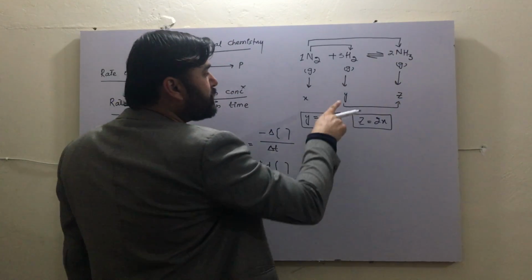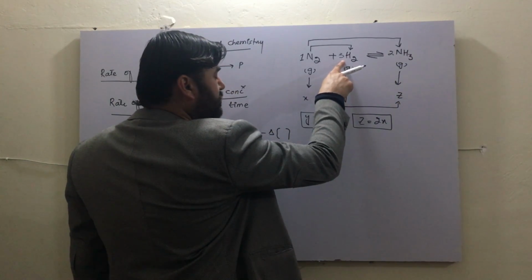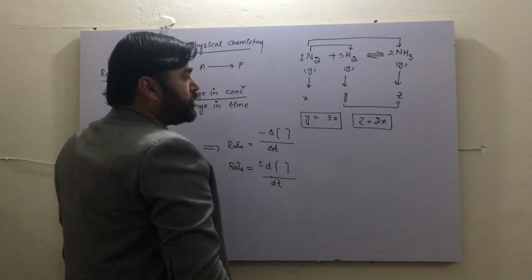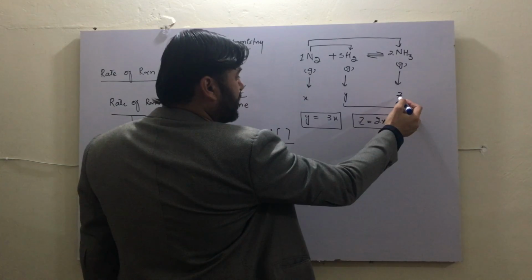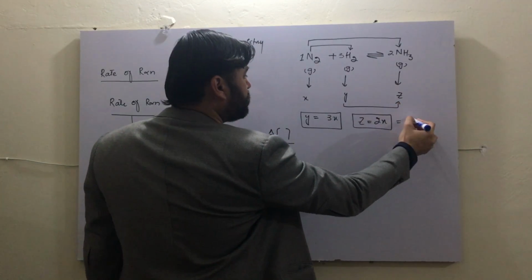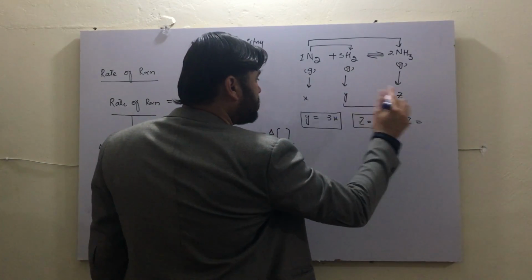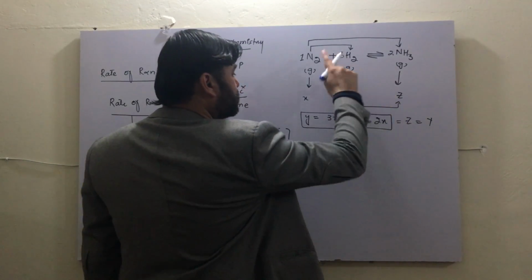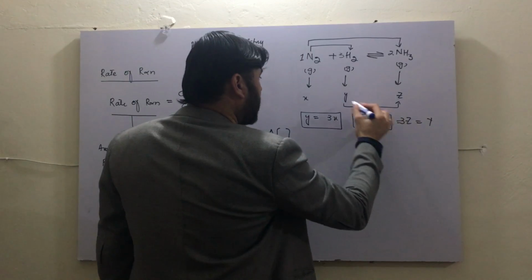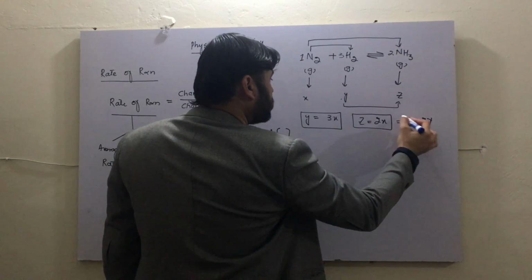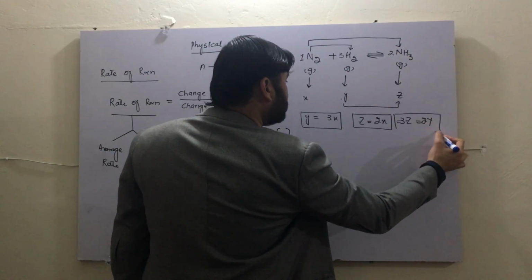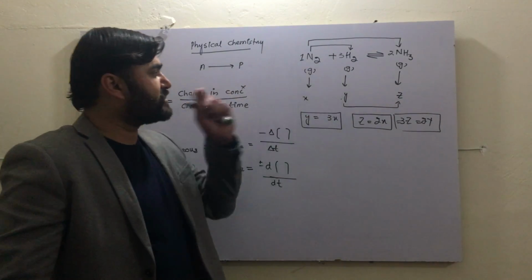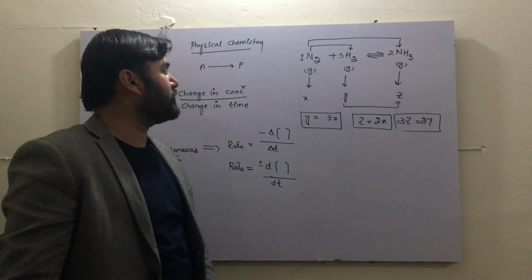It means the number of hydrogen disappearing is equal to the number of ammonia formed. So suppose this is Z, we are going to compare with Y. Here Z is 3 and Y is 2. These are quite interesting figures we have drawn out from this reaction. You should know these kinds of things.